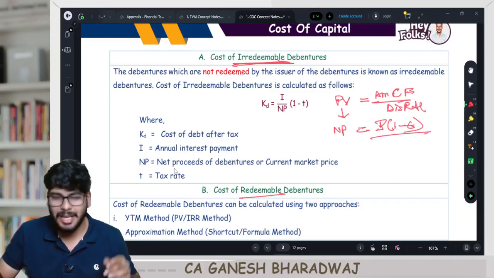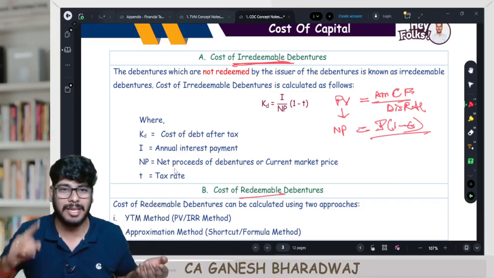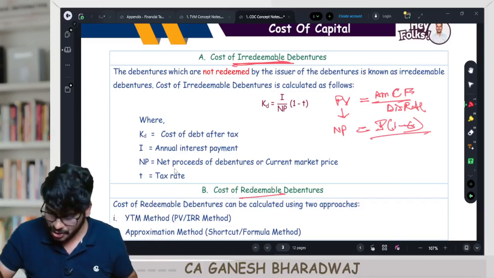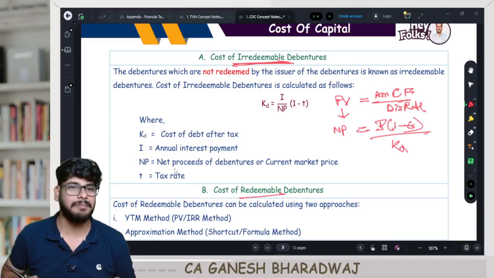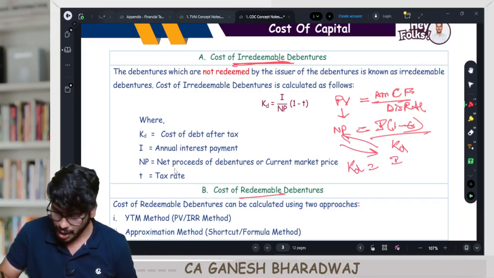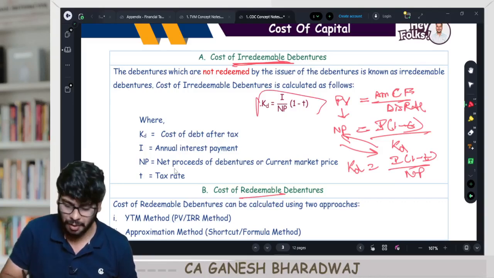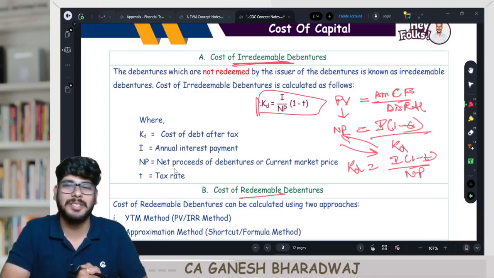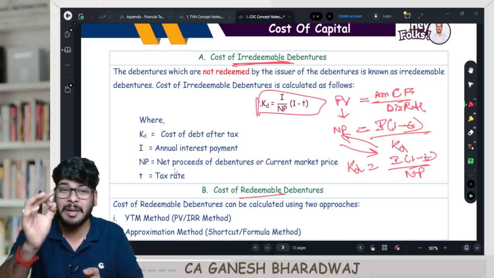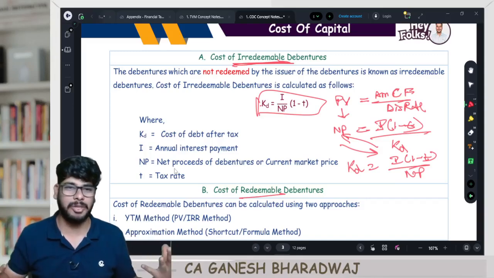What is the discount rate? In case of debenture, the discount rate is called KD. Correct? So can I say this is nothing but divided by KD? Or cross multiply this. Can I say KD is equal to I into 1 minus T divided by net proceeds? That is the formula that we get with this. Very logical. Very, very logical. It's a crime to mug it up. That's what I keep telling you. It's all logical here, loaded with concepts.